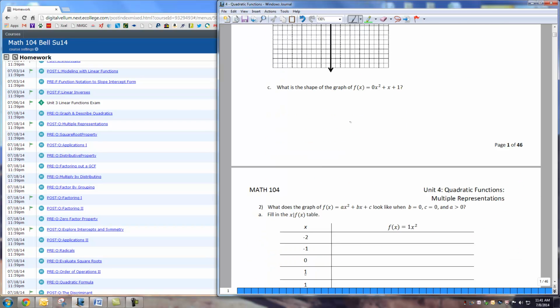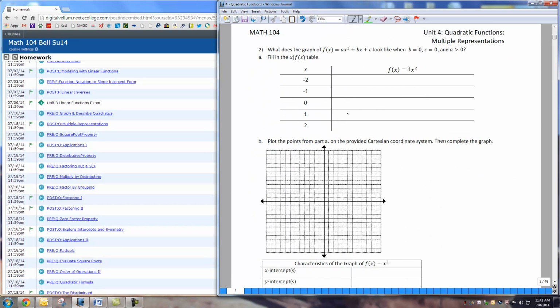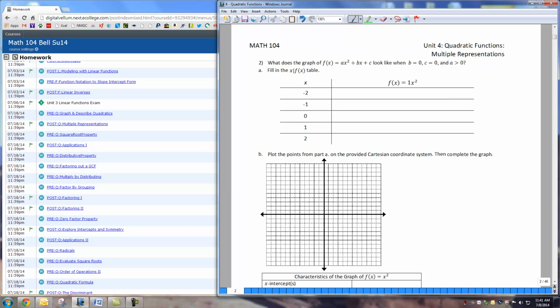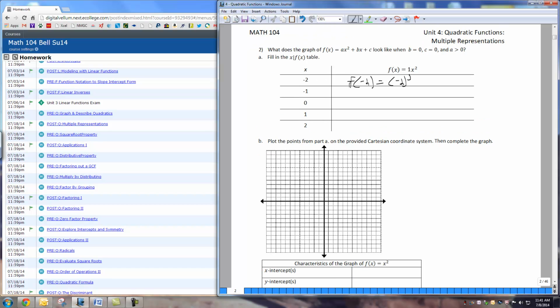So I'm going to go ahead and skip that one where a is 0 and look at this first application where a is 1 and b and c are both 0. This is the basic form of the quadratic function. f of x equals x squared. So let's look at what happens as we plug in these values for x into this function. If I let x equal -2, that implies that f of -2 equals the quantity -2 squared, which is 4. -1 squared is 1, 0 squared is 0, 1 squared is 1, and 2 squared is 4.